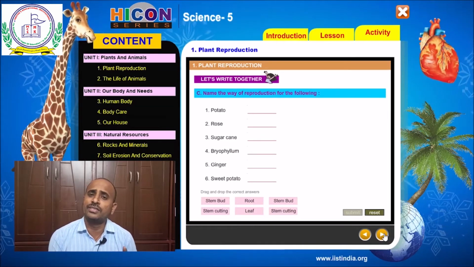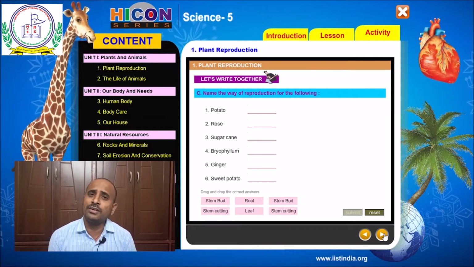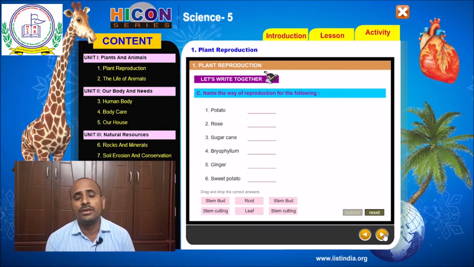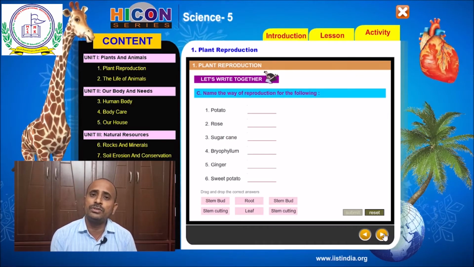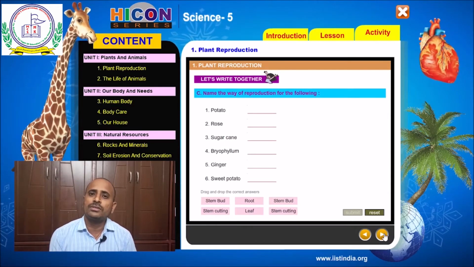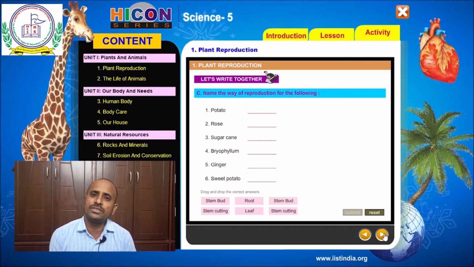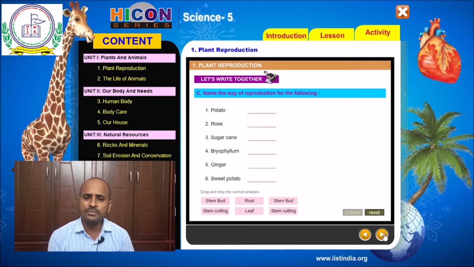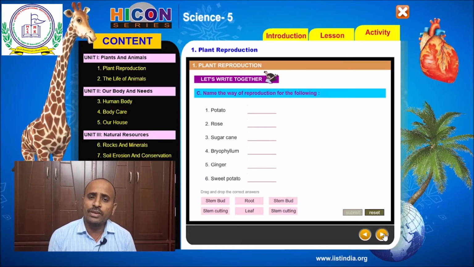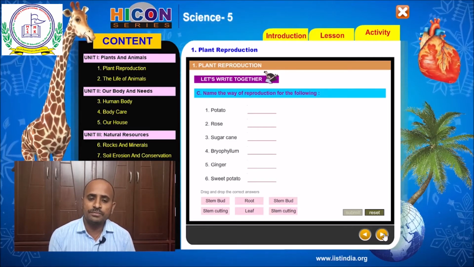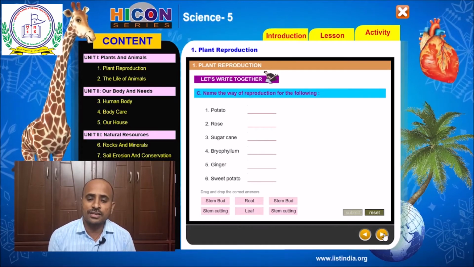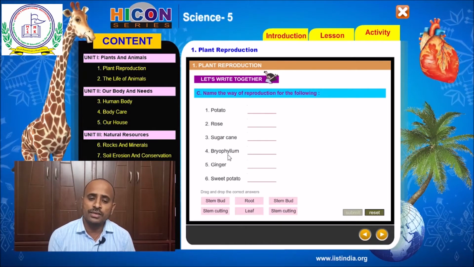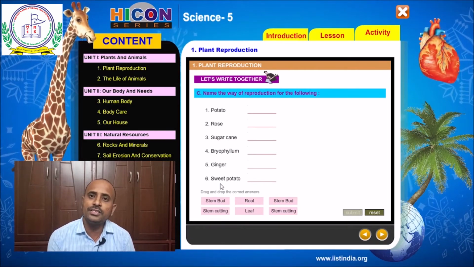So already we have discussed in the chapter. Different plants reproduce in different ways. All the plants do not reproduce in the same way. So they have given here the 6 types of plants and 6 answers are given below the sentences. So we have to choose the correct word for each sentence.